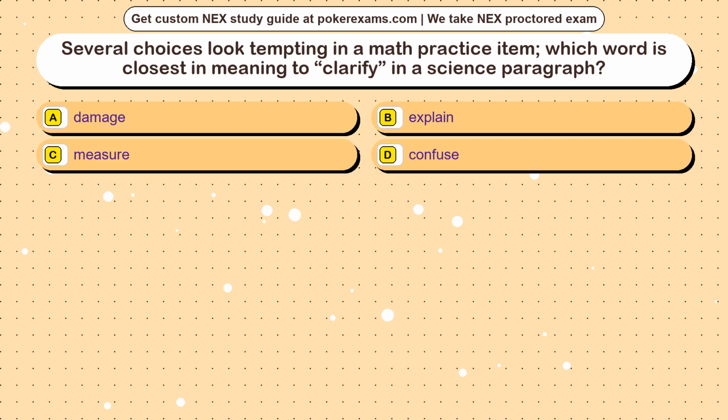Which word is closest in meaning to clarify in a science paragraph? Option A, damage. Option B, explain. Option C, measure. Option D, confuse.